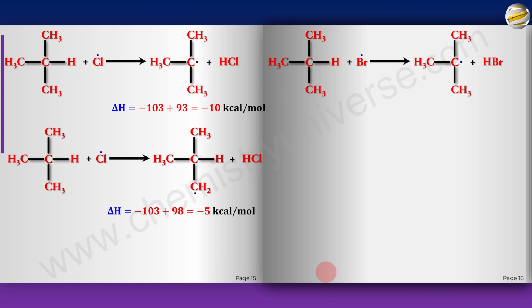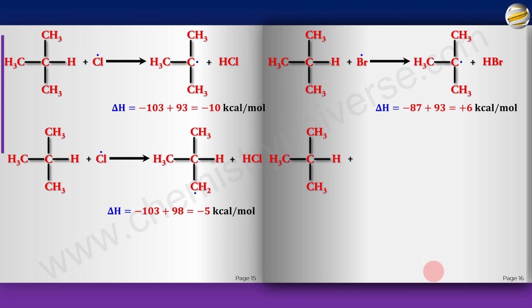Now again, tertiary is broken. Well, tertiary would need 93. But what is the energy of HBr? HBr is only 87. So this is required and only 87 is released. Can you see this is endothermic? And it is 6 kcal.